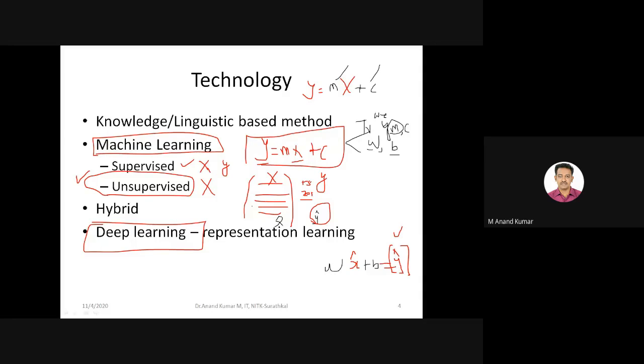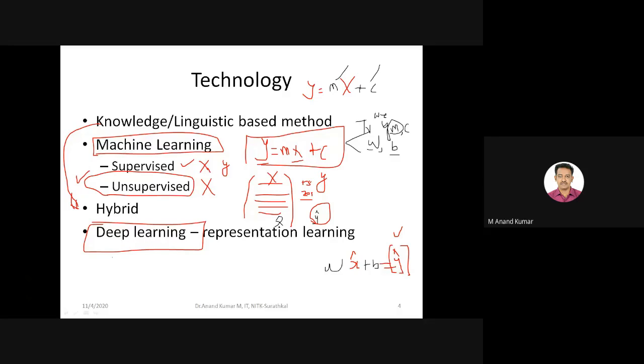So this is machine learning. I have explained supervised learning, which works with X and Y. There are also hybrid models, where supervised and unsupervised models are combined with a knowledge-based model. The knowledge-based model is called a rule-based system, where you write a set of rules and, based on the rules, the system takes a decision, for example whether a sentence belongs to class X or class Y. This is hybrid modeling.